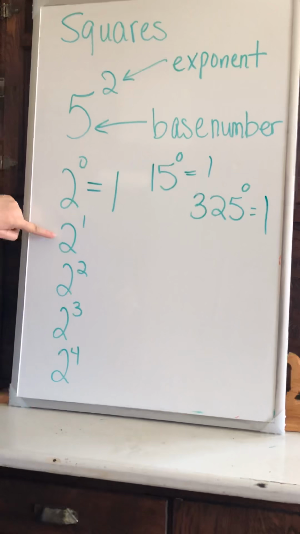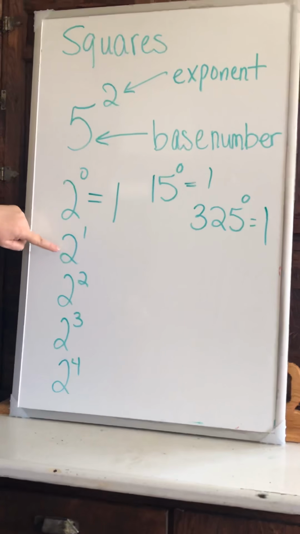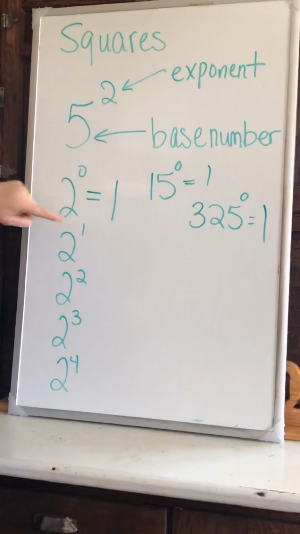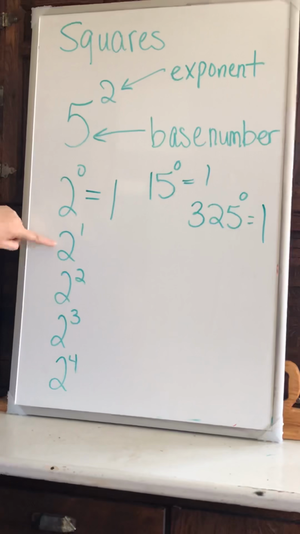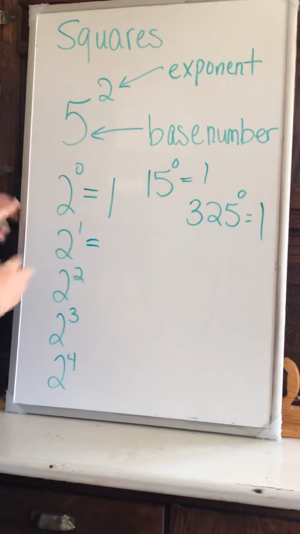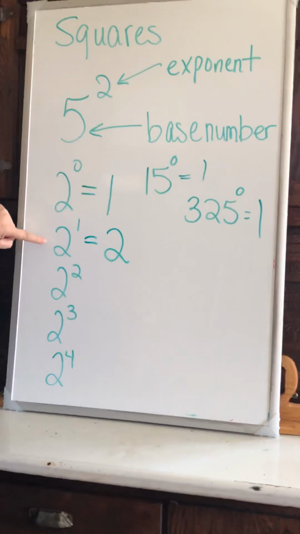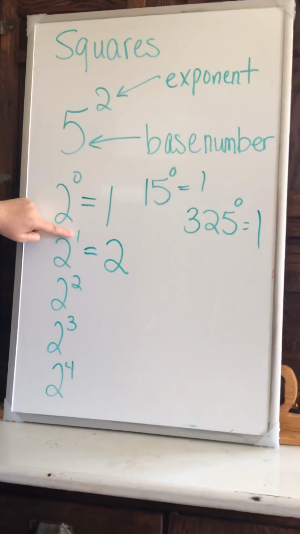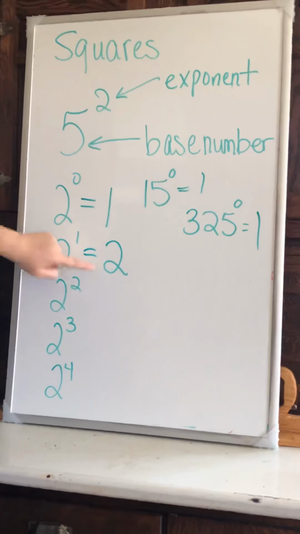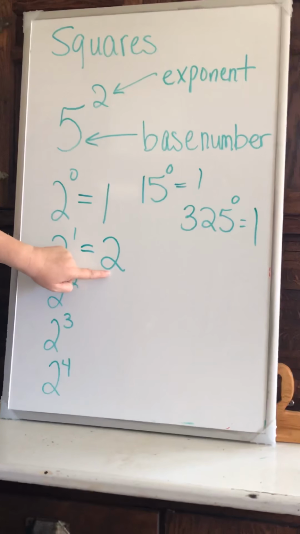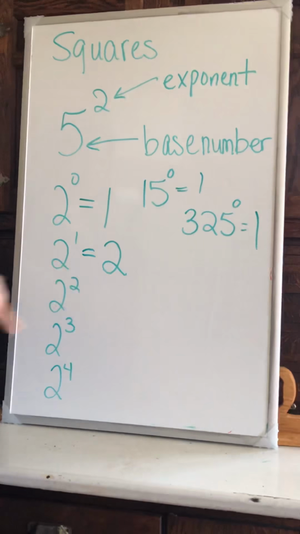What you're going to do is you're never, ever, ever going to take the base number times the exponent. What you're going to do is you're going to take your base number and you're going to write it one time. So this is called 2 to the first power. And so you take that base number and write it once. And your answer is 2.